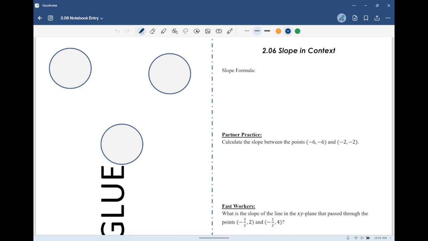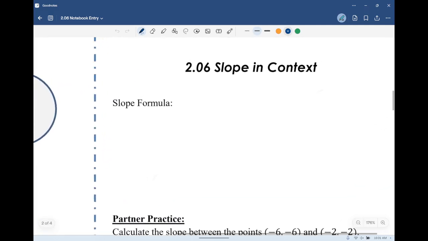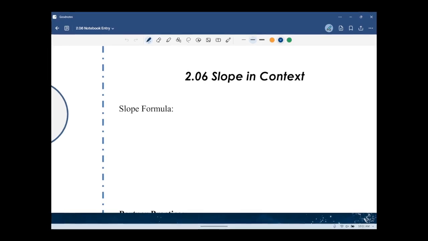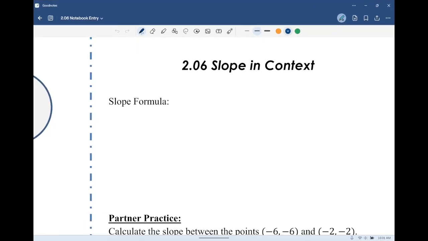All right, so 2.06. Today we are looking at slope in context. Now, the first thing I want us to actually get down is what does it mean to be talking about context? We've seen this word. Apologies. We've seen this word before, and so context generally tells us two things here.